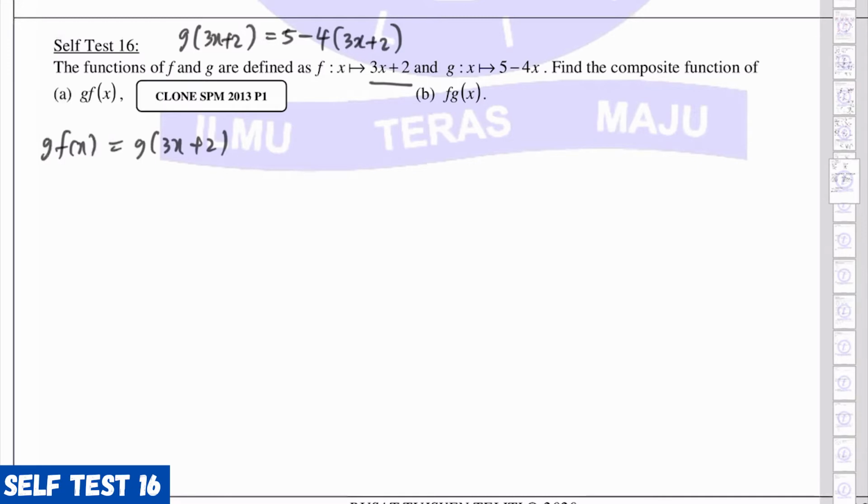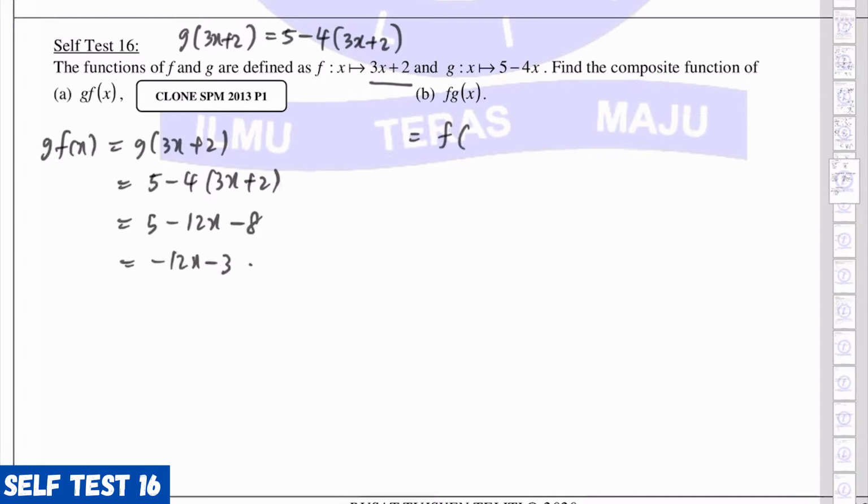So what I need to do is to sub in a 5 minus 4(3x plus 2). So next, we expand: minus 12x minus 8. So when you expand, this is what you'll be getting, right? 5 minus 8 is negative 3. Okay, the second one, what is this?